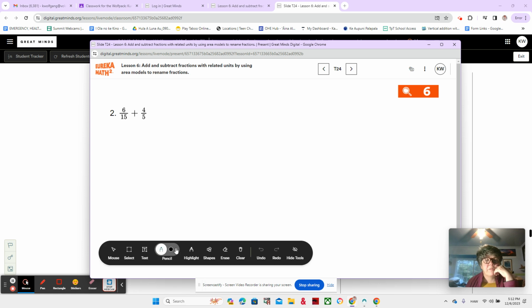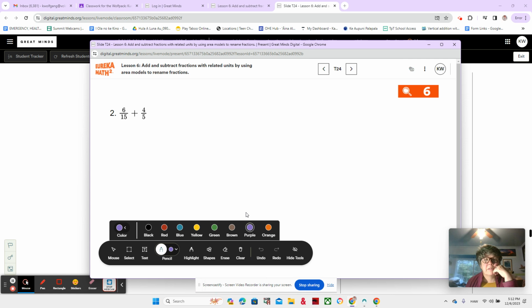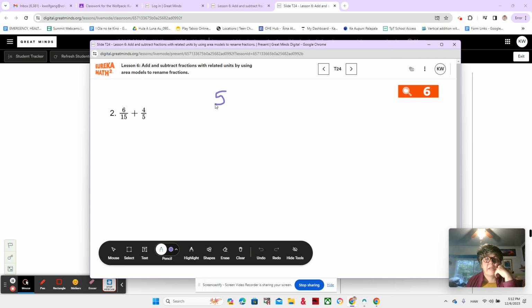What is that fact family, you may ask? That fact family is 5 times 3 equals 15, right? And also 15 divided by 3 equals 5, or 15 divided by 5 equals 3, right? It's a fact family. So 6/15, what would that look like in a model?